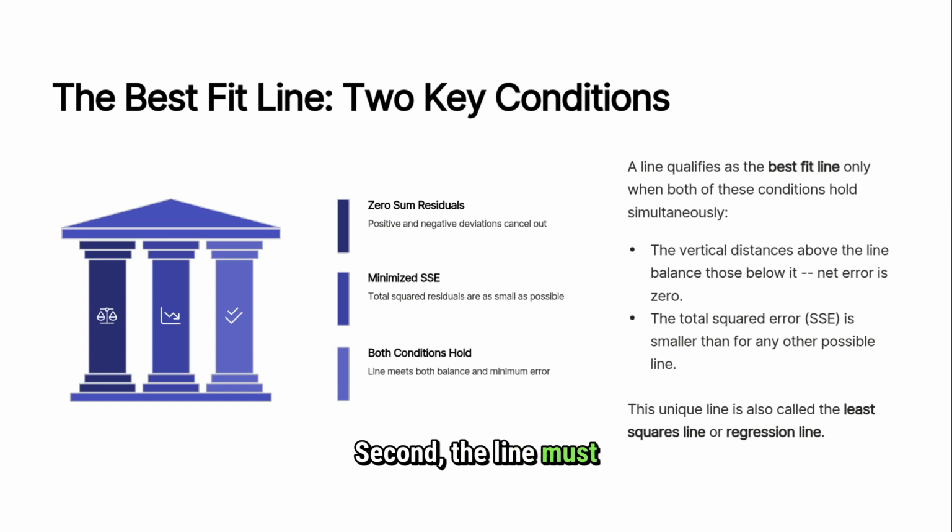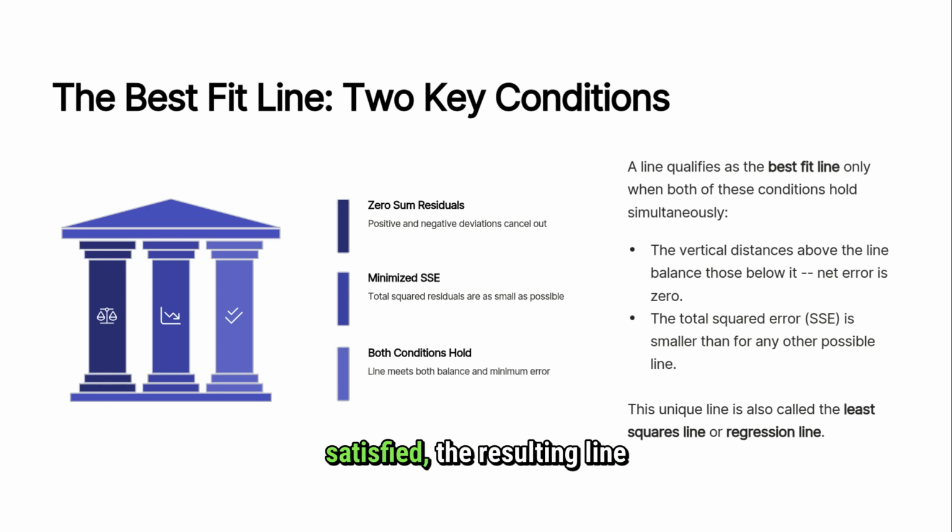Second, the line must produce the smallest possible sum of squared errors, SSE. Squaring the residuals prevents positive and negative values from canceling each other out and places greater emphasis on larger prediction errors. The best fit line is the one that minimizes the total squared error across all observations.